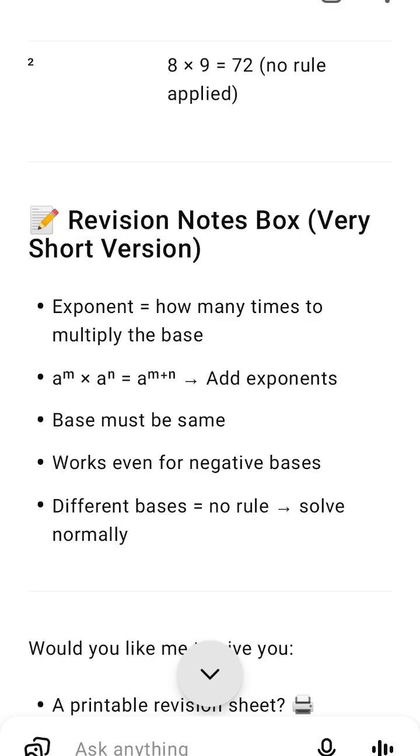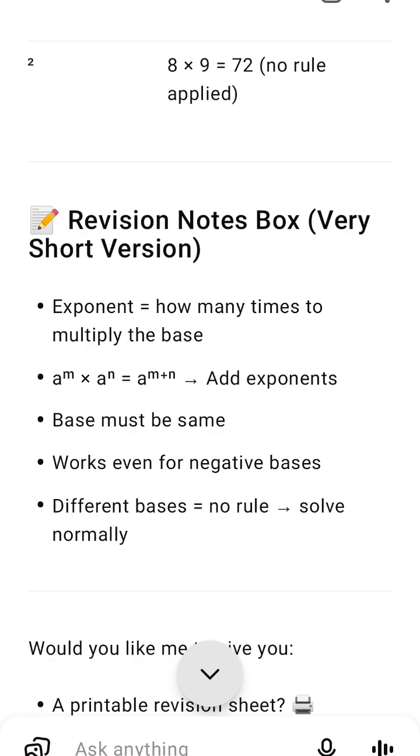Easy trick to remember: same base, add exponents; different base, just stop. Summary table: type of expression and result. A to the m times A to the n gives A to the m plus n. P to the 4 times P to the 2 gives P to the 6. 2 cubed times 2 squared gives 2 to the 5. 2 cubed times 3 squared is 8 times 9, which is 72. No rule applied.